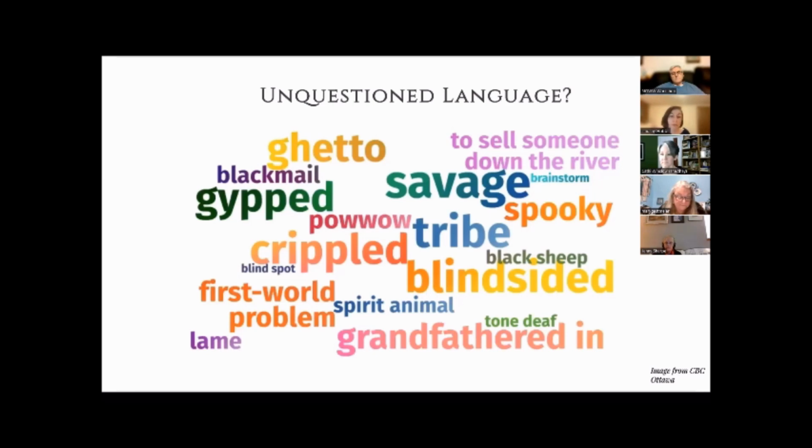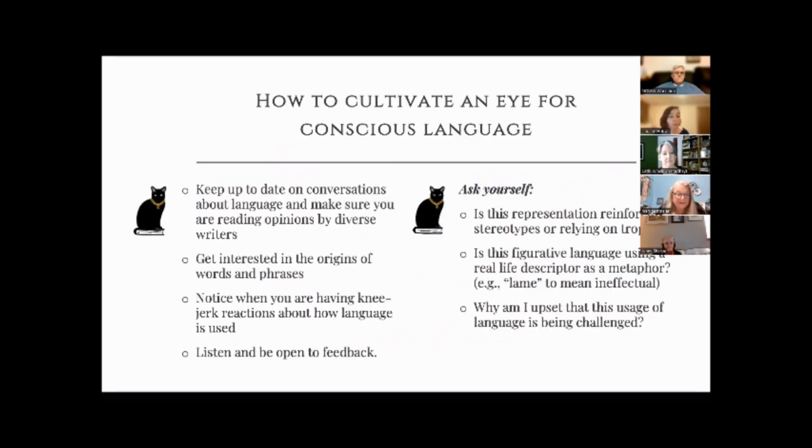So, cultivate an eye for this. Again, I've got resources that I'm going to have for you about this, but keep up to date on conversations about language and make sure that you're reading opinions by diverse writers. Get interested in the origins of words and phrases. I personally think that etymology is fascinating, and I love learning where words and phrases come from. It's shocking a lot of the time to realize how awful the origins can be. But there's a great podcast called The Illusionist where they dive into the origins of words, so you can have some fun finding out about words and phrases and where they come from.